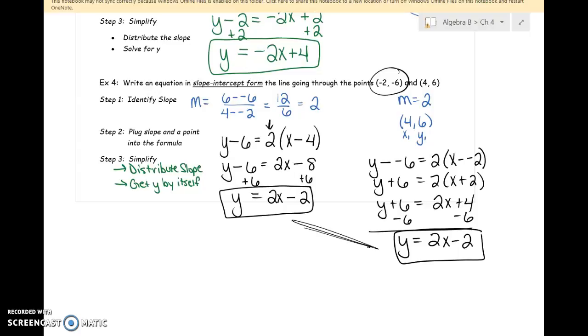Pick one of the points, use your slope, plug it into that formula correctly, distribute your slope, get y by itself. I'm trying to say those steps over as many times as I can so it gets ingrained in your brain. Plug in your slope and your point, distribute your slope, get y by itself.